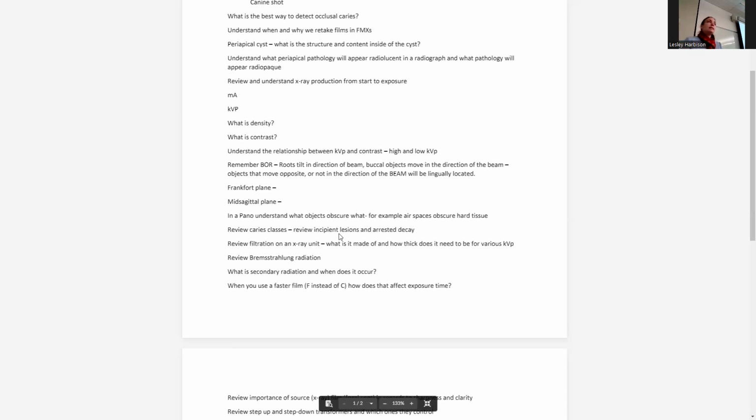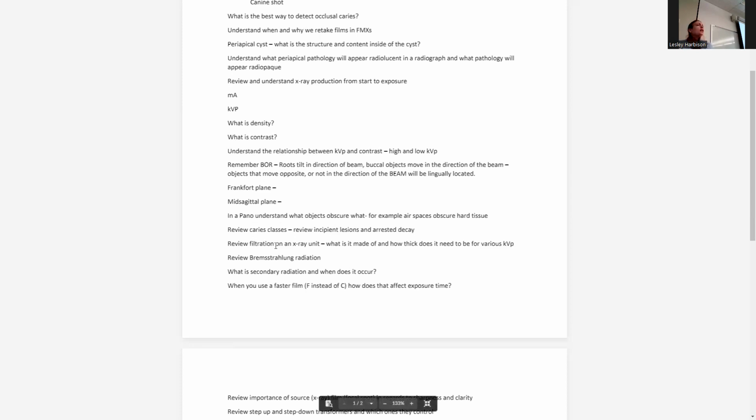Remember, incipient is itsy bitsy, tiny, and just in the enamel. And arrested means that they had some decalcification, they had an incipient caries, and then they remineralized it. So it's arrested decay. It stopped decay. So just be familiar with those kinds of terms.